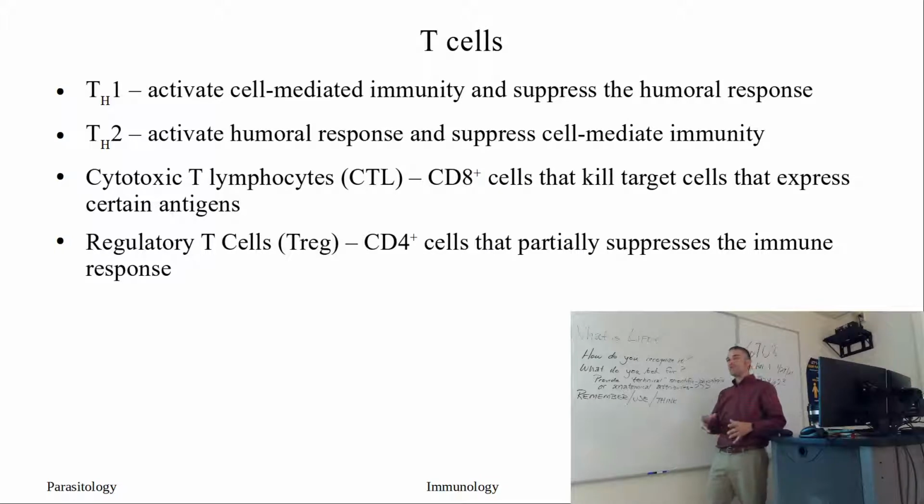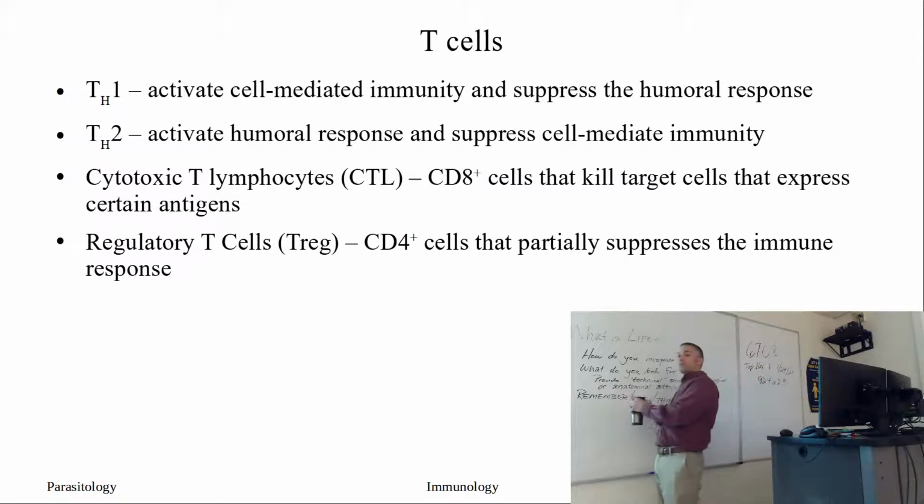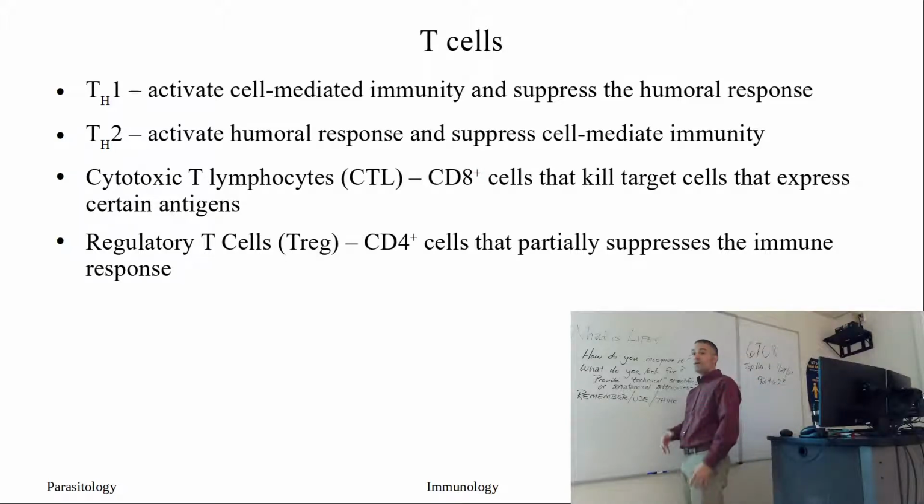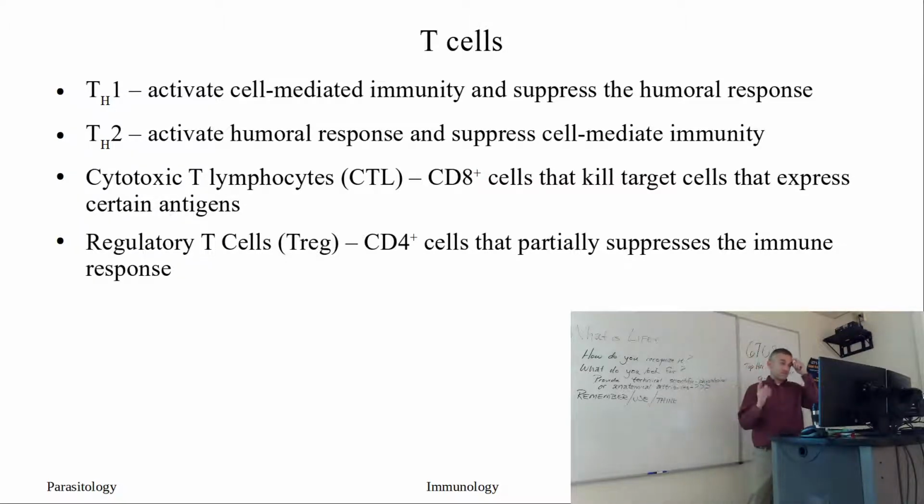So if a Th1 type response is really effective at killing off a parasite, what might the parasite try to do? Shift it the other way. Try to cause a switch that moves towards the Th2 type response, because if the Th2 type response gets stimulated, it's going to try to suppress the Th1, which allows the parasite to survive. We'll see that. We'll see some of that.